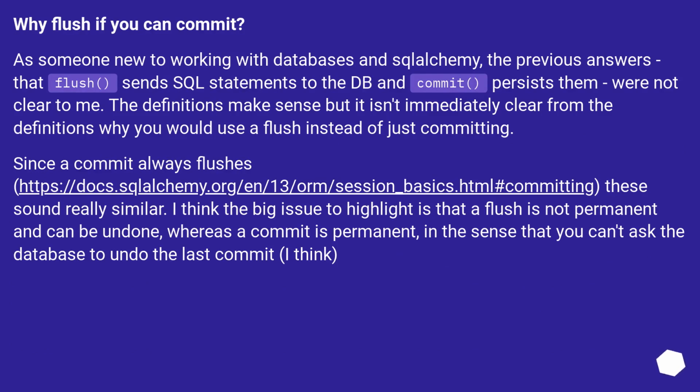Why flush if you can commit? As someone new to working with databases and SQLAlchemy, the previous answers, that flush sends SQL statements to the DB and commit persists them, were not clear to me. The definitions make sense, but it isn't immediately clear from the definitions why you would use a flush instead of just committing. Since a commit always flushes, these sound really similar. I think the big issue to highlight is that a flush is not permanent and can be undone, whereas a commit is permanent, in the sense that you can't ask the database to undo the last commit, I think.